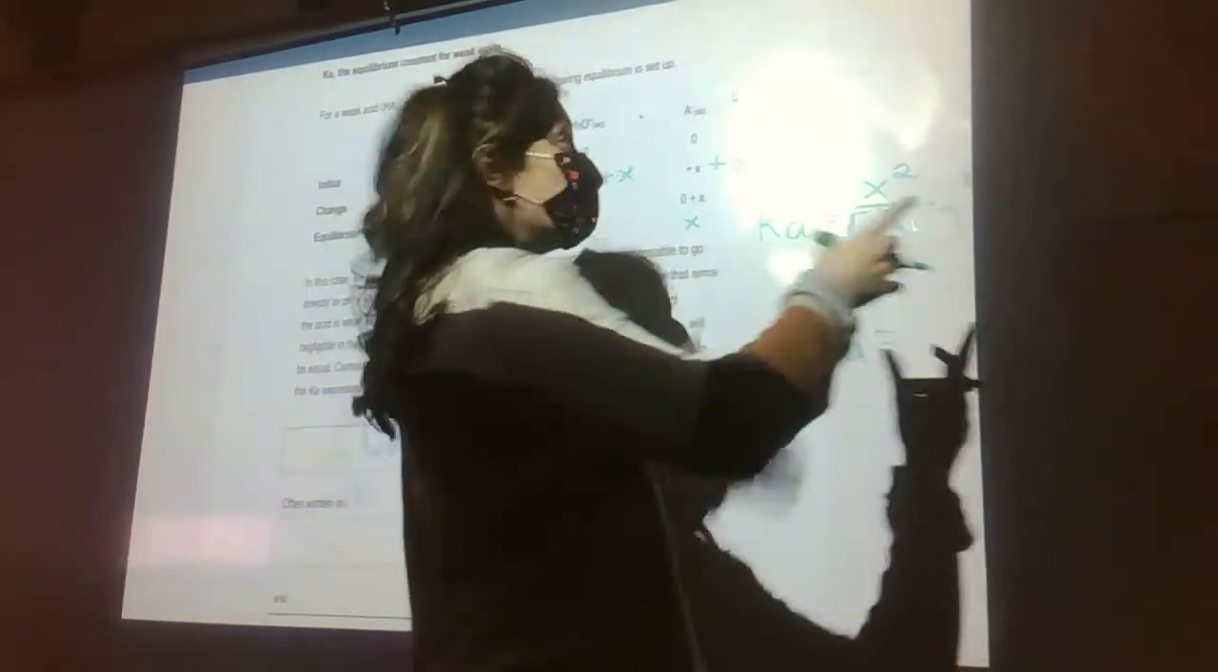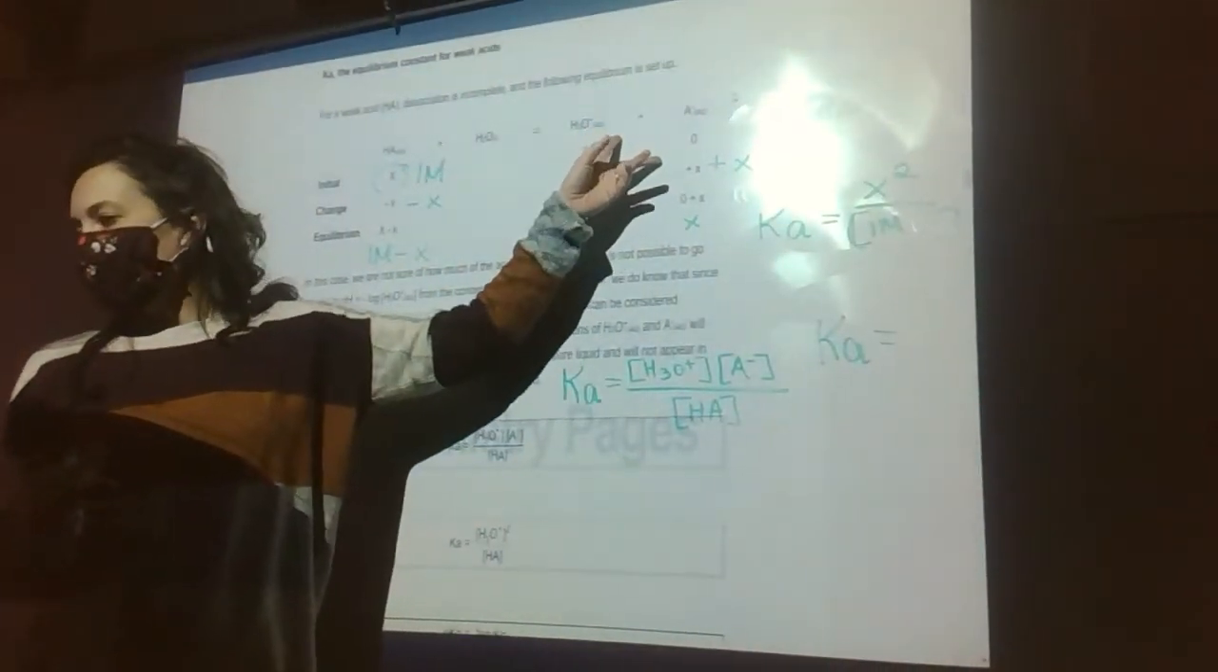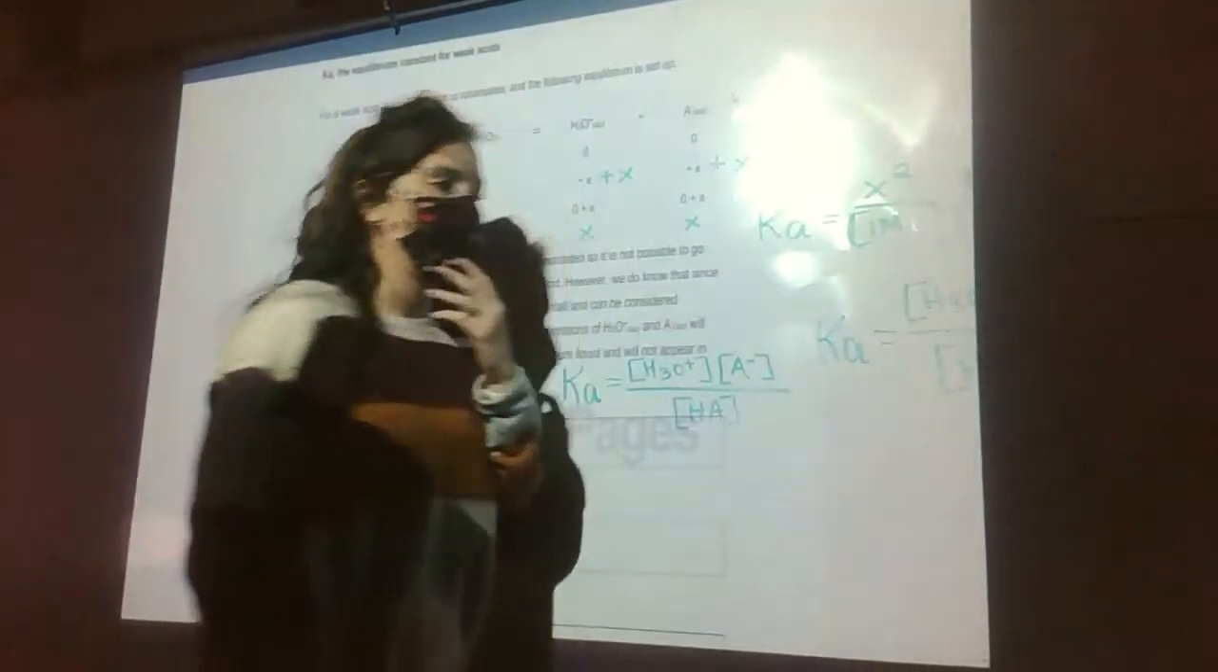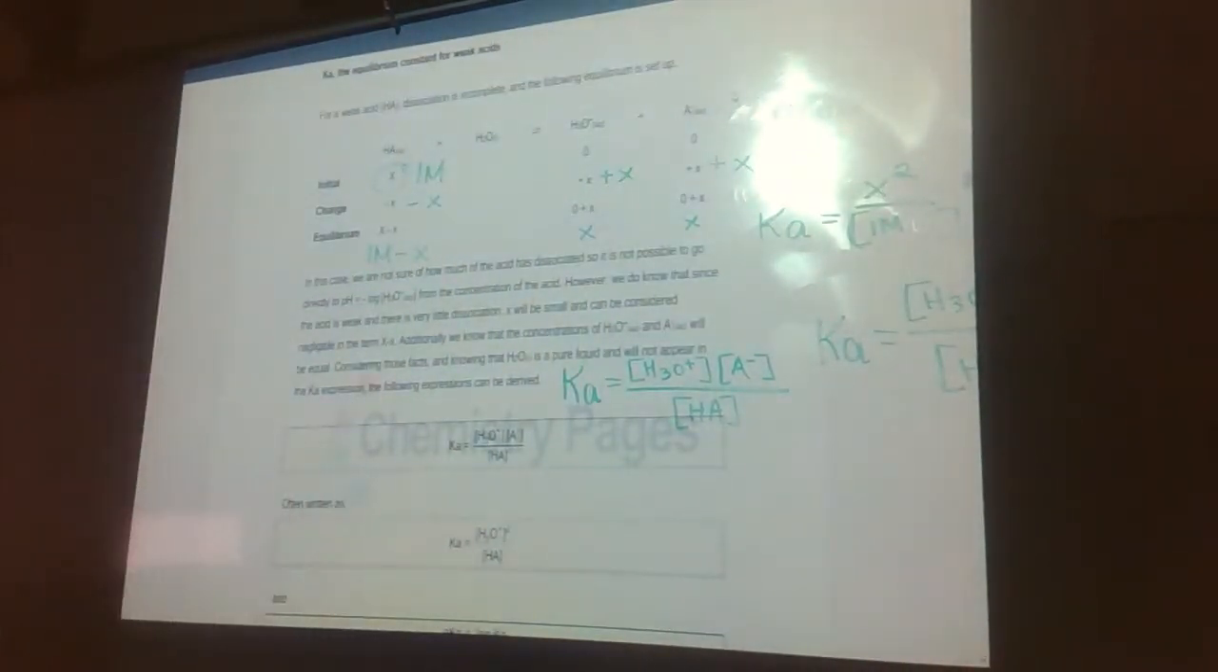Which winds up being Ka equals x squared, but the one of these two that we care the most about is the hydronium, because that's what makes it acidic. So we write hydronium squared over the concentration of the original weak acid. That makes our life easy. We don't have to deal with a quadratic equation. We can solve for hydronium, and we can find the pH of our weak acid. Questions about that?